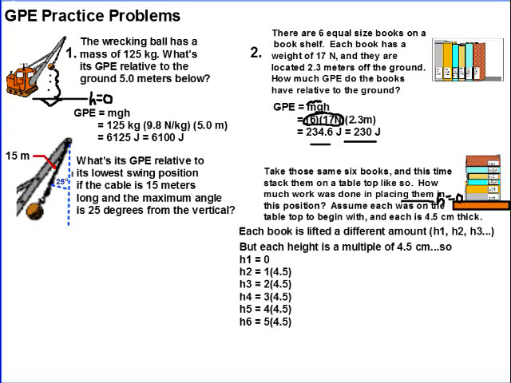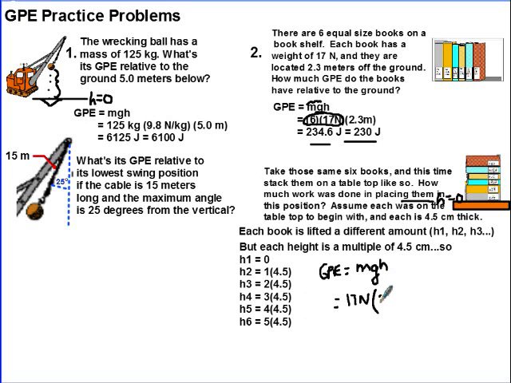Well, the way that I can compute this now is I can say that the GPE is just simply equal to, in this case here, I'm going to go ahead and write mgh here, but instead of having all of these things being the same height like they were up here in this problem, I'm going to say that this is equal to 17 newtons, the weight of one book, and then multiplied by, in this case, I'm going to add up all of these individual h's.